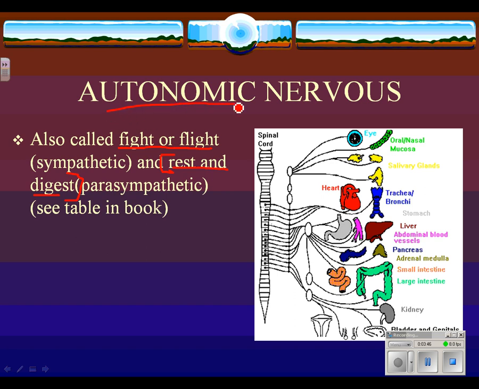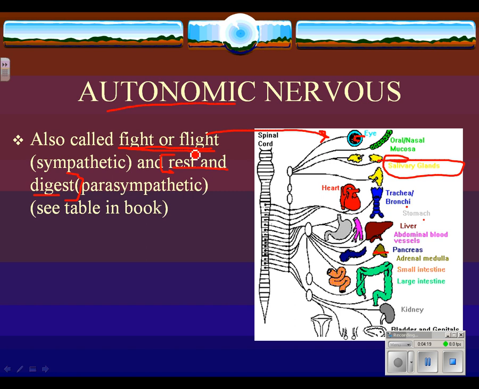So there's certain things that happen when you want to fight or flee. Your heart beats faster, your pupils dilate, your mouth dries out. All of these things are run by the sympathetic nervous system. So your pupil dilates, your salivary glands quit producing saliva, your heart beats faster, your bronchi and trachea dilate, your stomach quits working, your adrenal medulla produces adrenaline. All of those things are part of the fight or flight response.